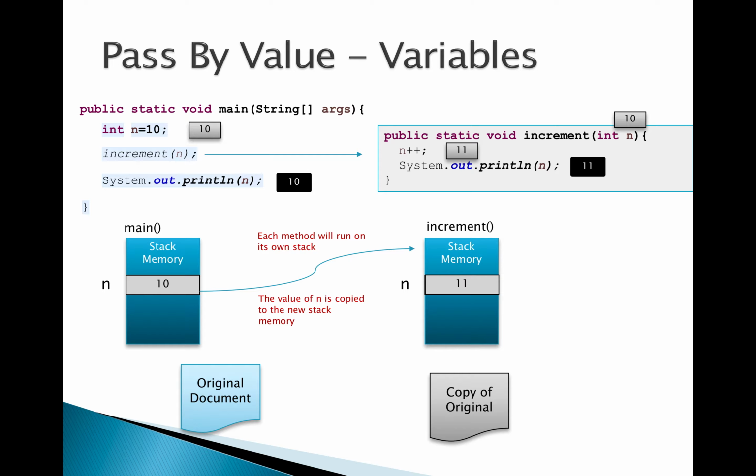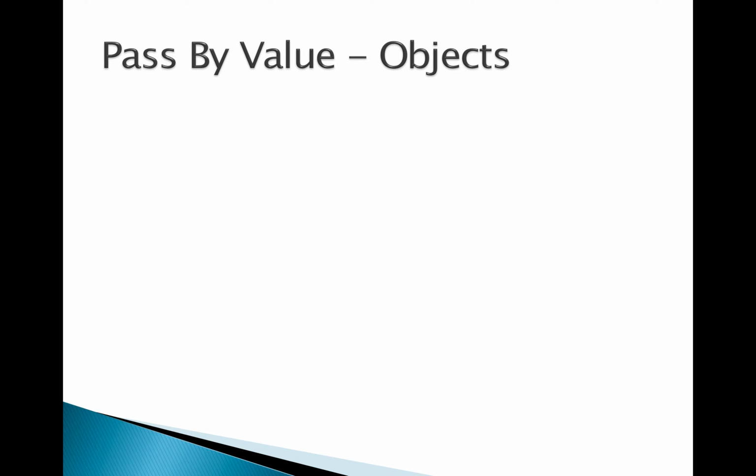You are updating only the copy of that document, which will not be reflected in the original document. The original document will still be there. You only take a copy and update the copy, which is not going to reflect back into the original document. This can be considered an analogy of pass by value with variables. Let's see now how pass by value with objects works.